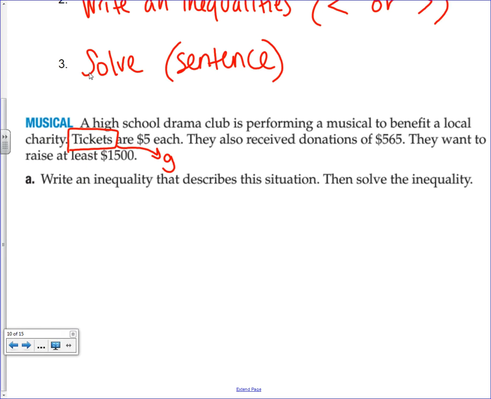Okay, what is the goal, the end? What's the point here? I want $1,500, right? Do I want more than, or do I want less than? More than. So more than is this direction, $1,500. Could I be equal to $1,500? Yes, I could.